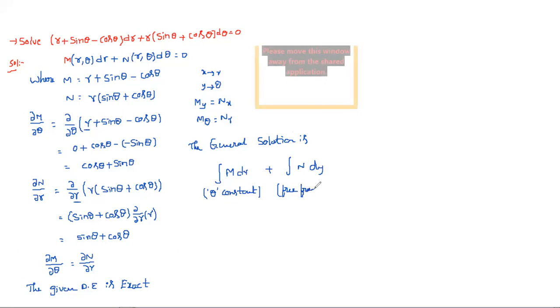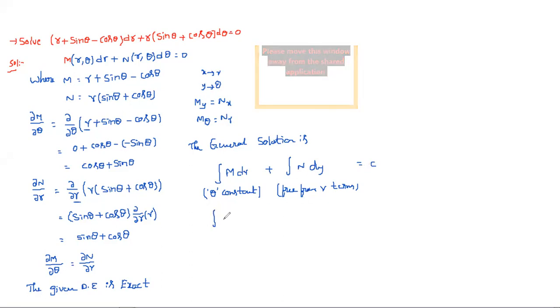Here x is nothing but r, so free from r terms is equal to constant c. We should write c, must and should. Why? Because we are saying general solution. The general solution consists of arbitrary constants, and the number of arbitrary constants must be equal to the order of the differential equation.